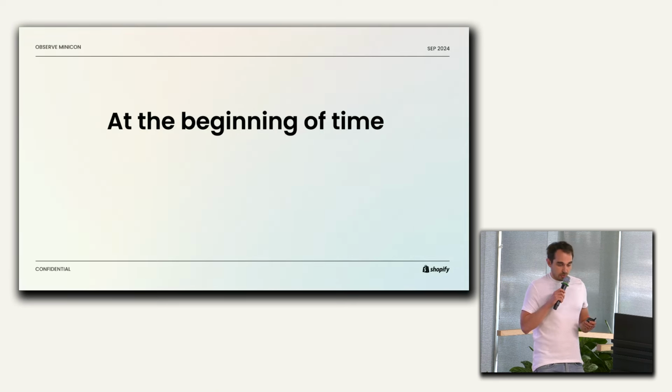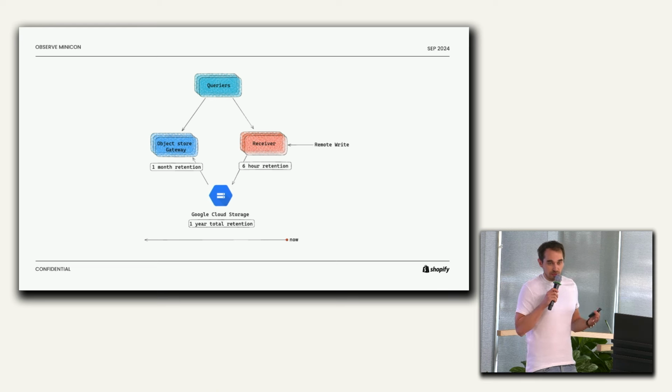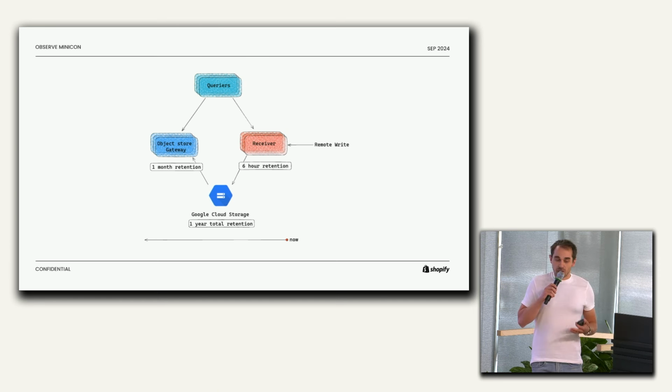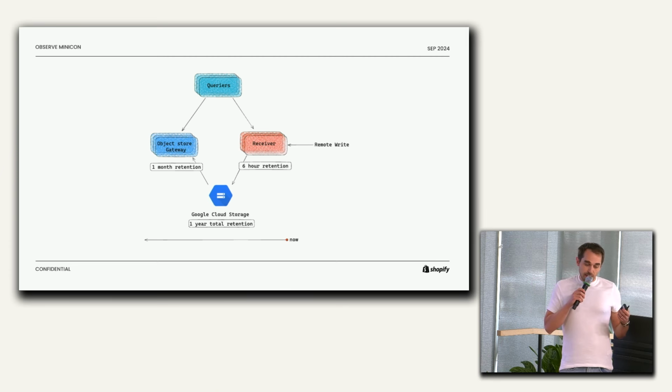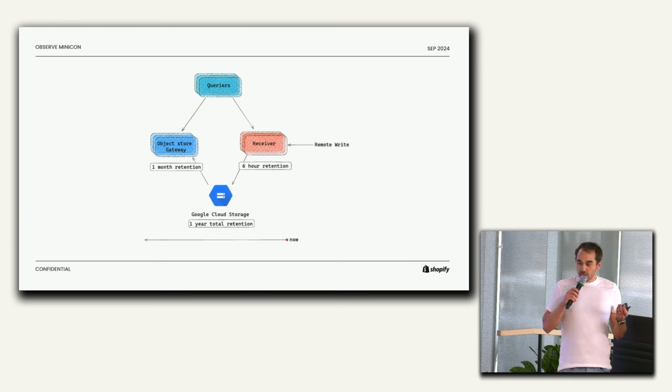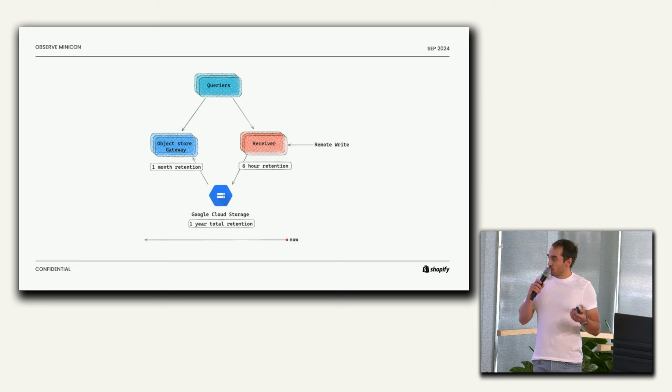So I want to start at the beginning of time, which for Observe is just 2 years ago, because Observe is still a baby. When we started off, after we did the migration, we had a very simple setup. As we were ingesting and filling up this buffer, data was uploaded to cloud storage. We use Google Cloud, so for us, that's GCS buckets. And the format that was used in these receiver components is the Prometheus storage format. That's the same format in which data is uploaded to Google Cloud. And in this bucket, the retention that we had was about 1 year.